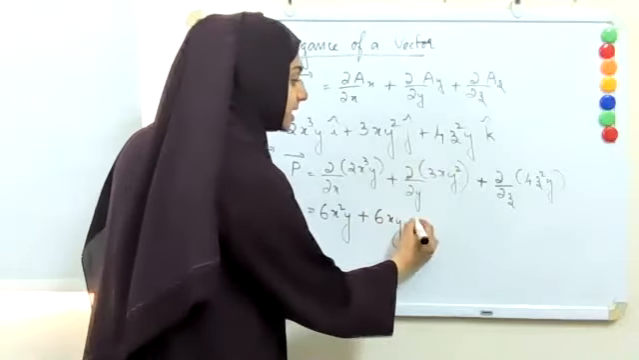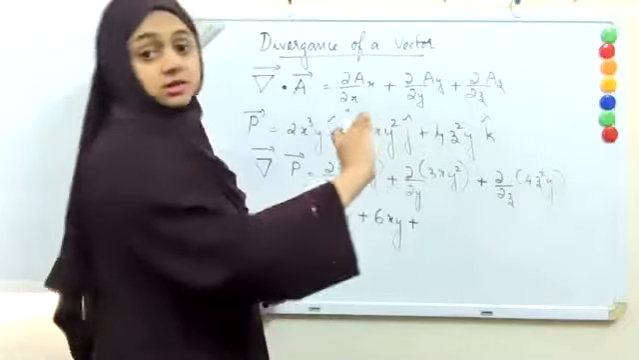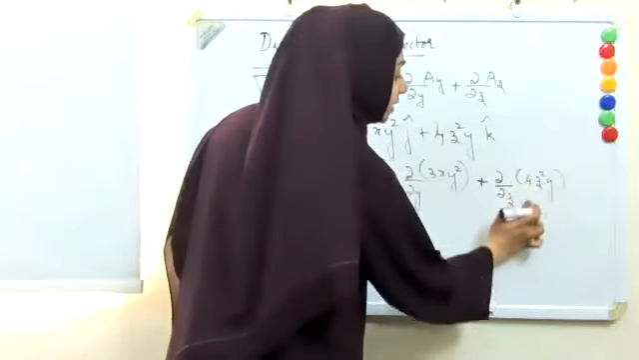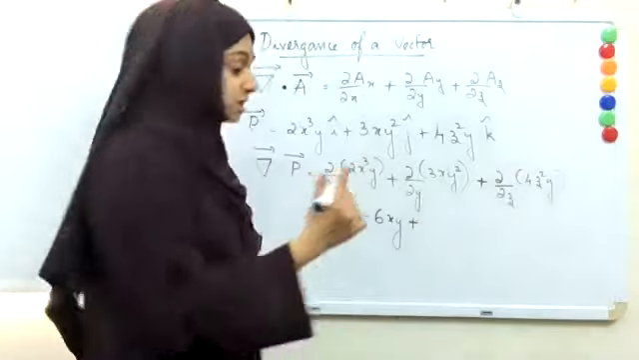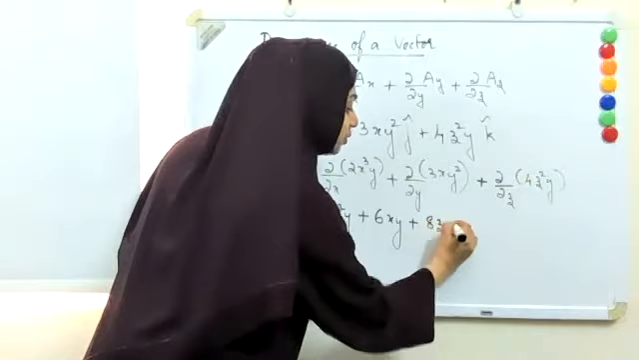6xy plus dou by dou z of this quantity. Y can be considered as a constant here. Dou by dou z of z square will be 2z. So plus 4 into 2, 8zy.